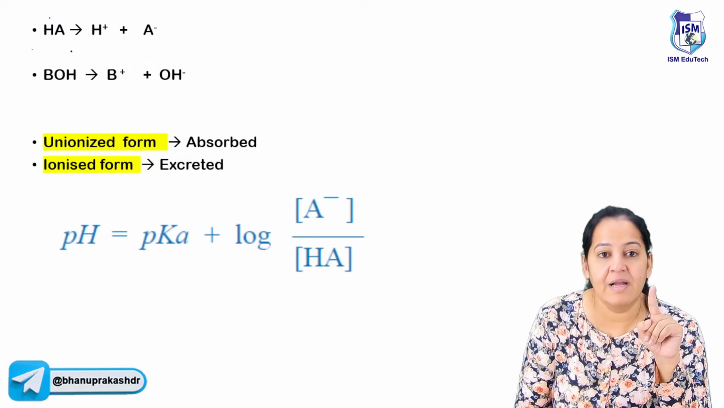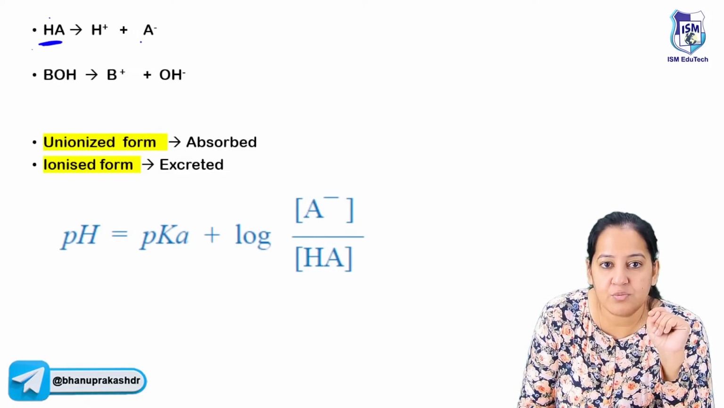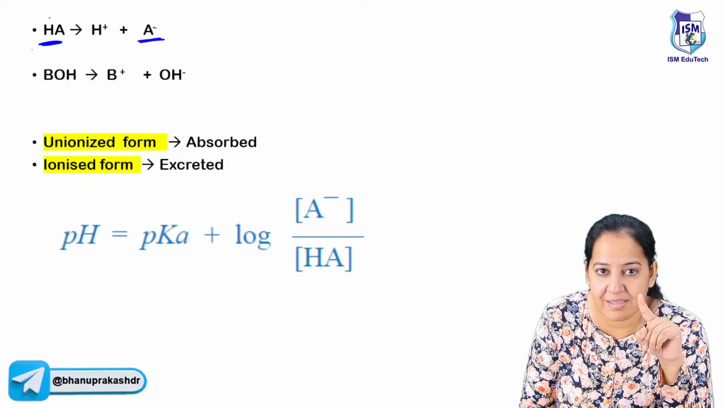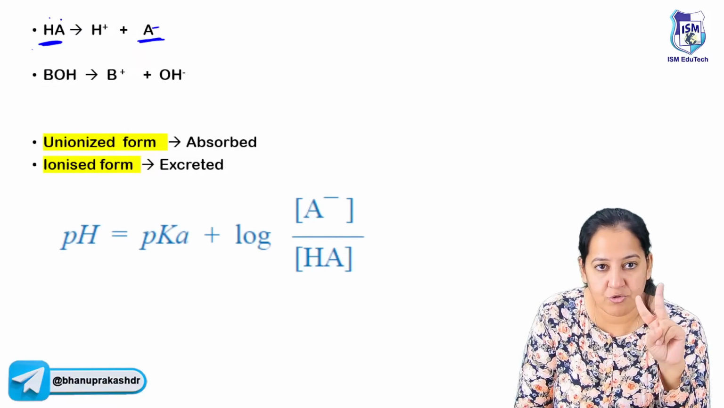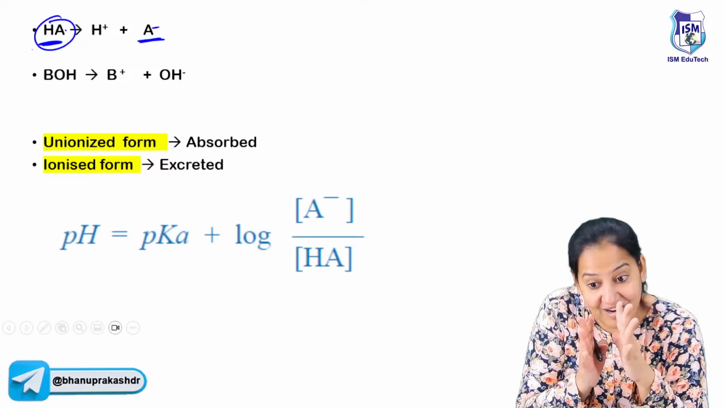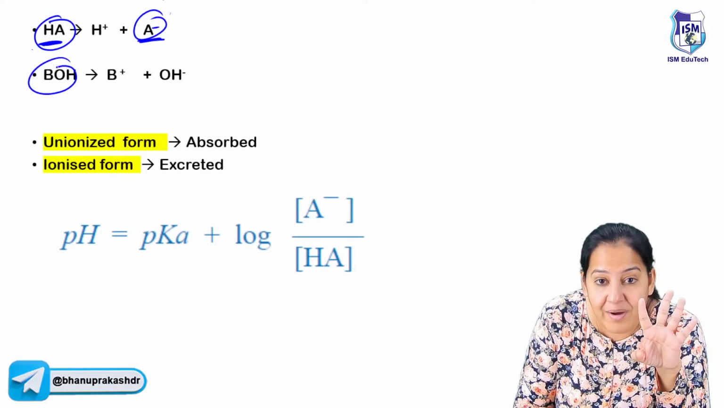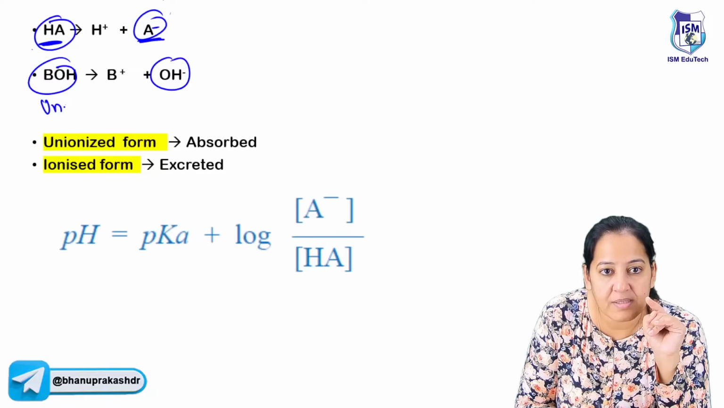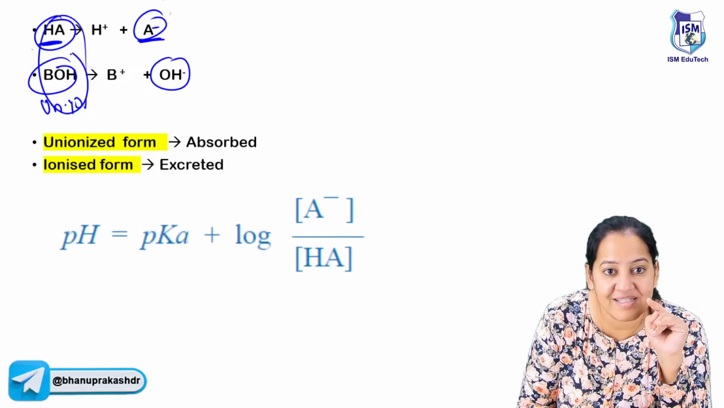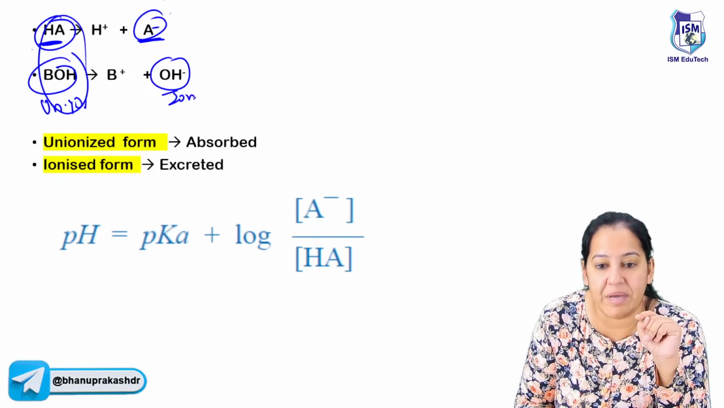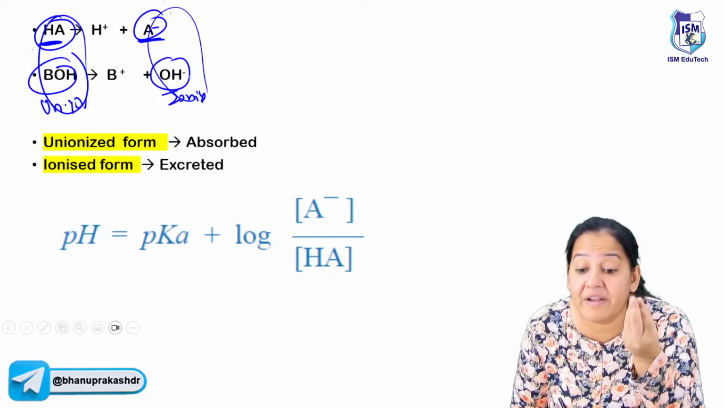Listen, my point is that this is the unionized form. This is the ionized form. The ionized form is the split version. So the drug is in two forms. Unionized is the complete one and ionized is the split one. Here also, this is unionized and this is ionized. This one is unionized, that is complete. And this one is ionized, that is incomplete. It is the split one.